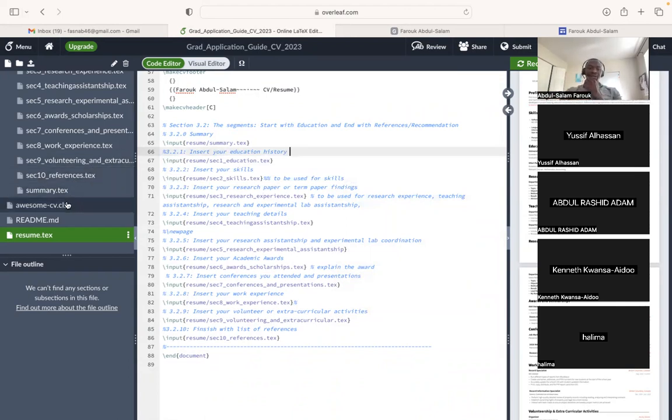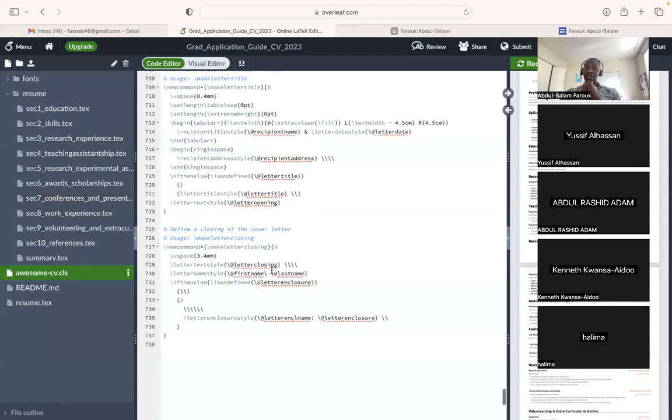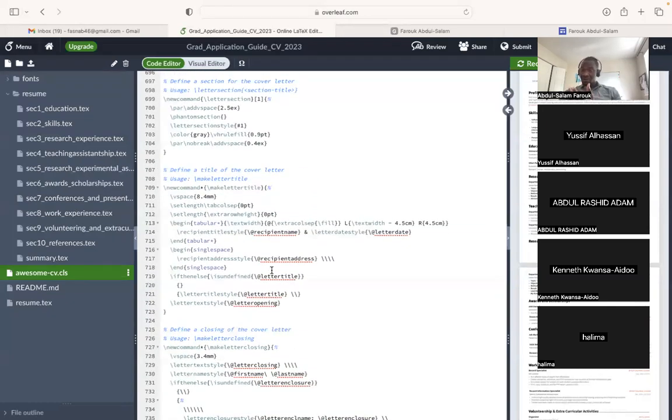Then there's going to be this awesome-cv.cls. This is going to be an important file as well. I'm going to send that one too. Please don't touch this file. This is a no-go zone. If you are new to LaTeX, don't touch this file. The awesome CV, don't touch it at all. It's more along the lines of the engine. Okay, so please don't touch it. Now let's start by looking at education.